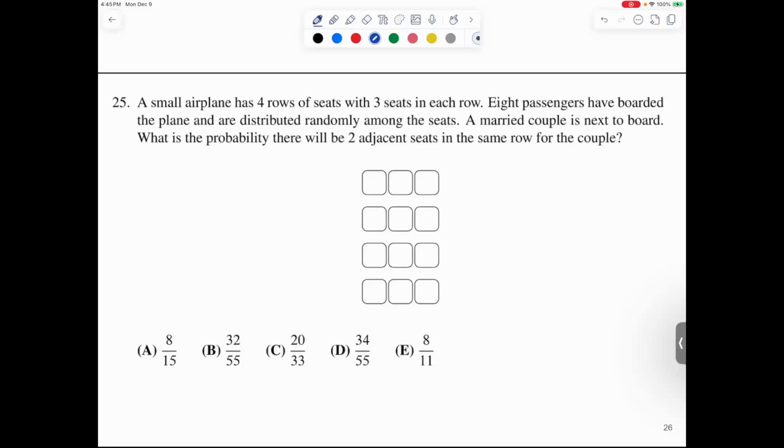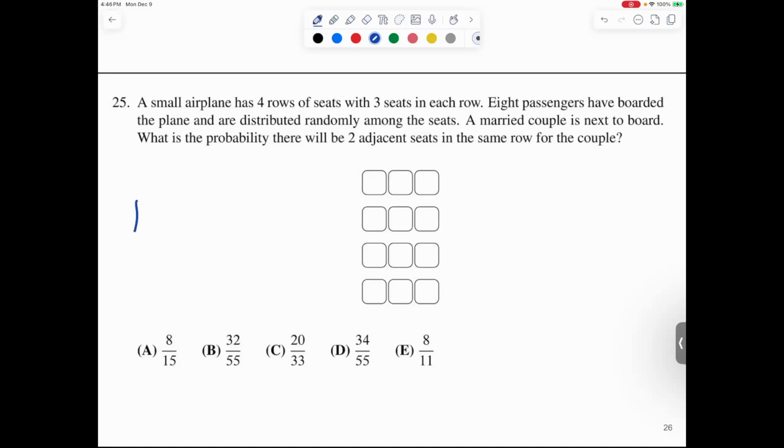Problem 25. A small airplane has 4 rows of seats with 3 seats in each row. 8 passengers have boarded and distributed randomly. A married couple is next to board. What's the probability that there will be 2 adjacent seats in the same row for the couple?